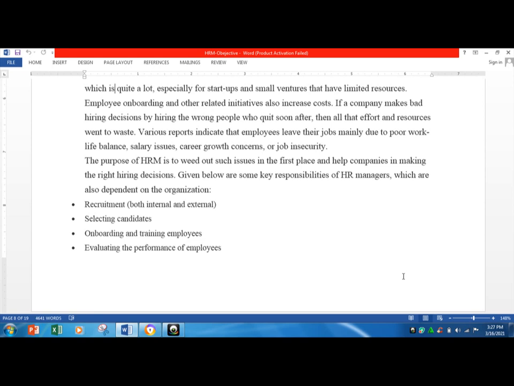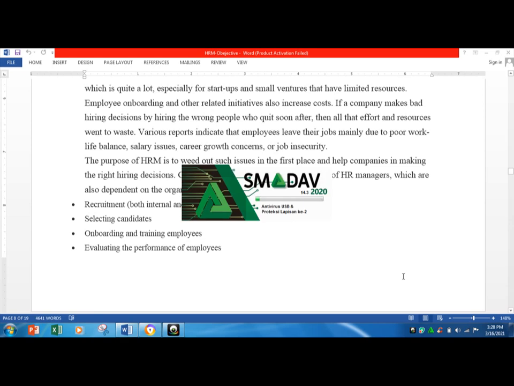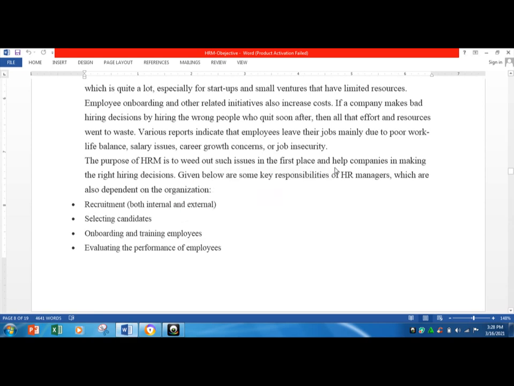From the word itself, recruitment means they are going to recruit, they are going to gather people who will serve as candidates for the vacant position. For example, if there is a managerial position that needs to be filled, of course they are going to gather candidates for the managerial position. So there, as you can see, is internal.